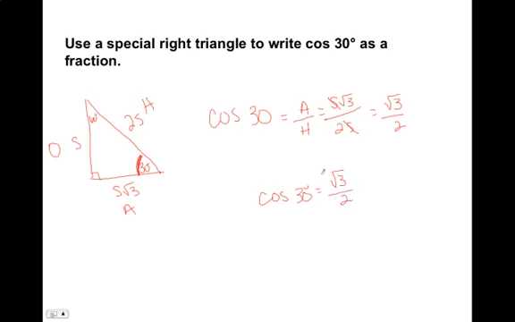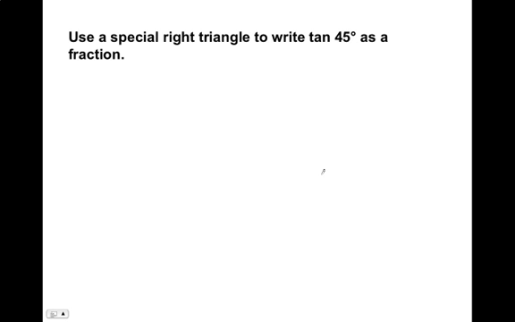Now it's your turn to try. But this time, you're going to be using a special right triangle with a 45, 45, 90. So make sure you draw and label your 45, 45, 90 and then give it a try. Find the tangent of 45 degrees. So pause the video now and give it a try.